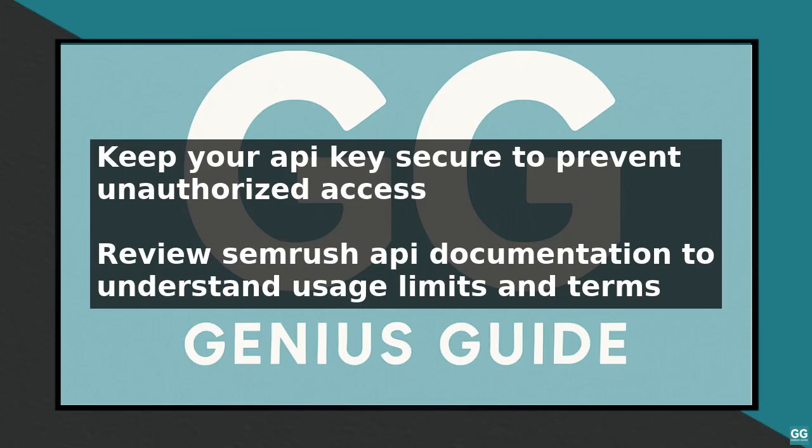access. Be sure to review the SEMrush API documentation and terms of service to understand how to use the API and what data is available. By following these steps, you can get an SEMrush API key and start using it to access SEMrush data and build your own applications.